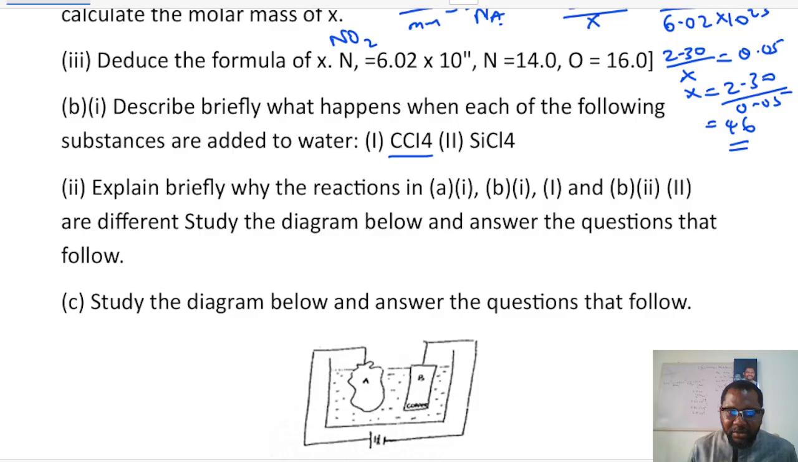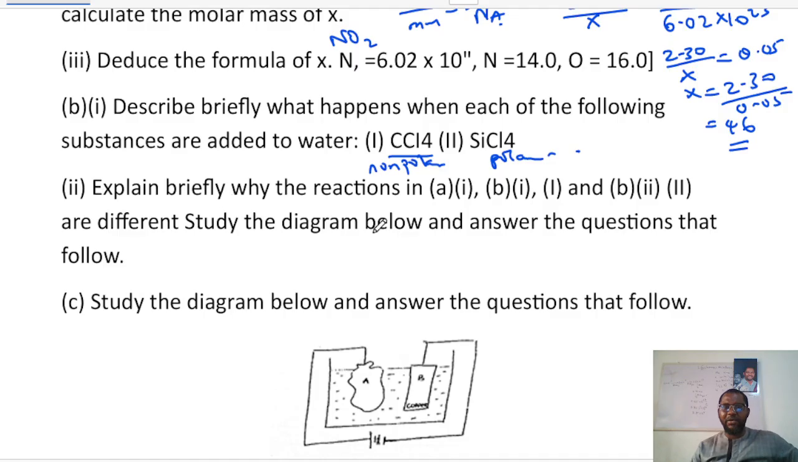Okay? And remember, as a general rule, a polar solvent will always dissolve in a polar solvent. A non-polar solvent will dissolve in a non-polar solvent. Okay? So this guy here is non-polar, so cannot dissolve in water, but this one here is polar and can dissolve in water. Quite interesting.